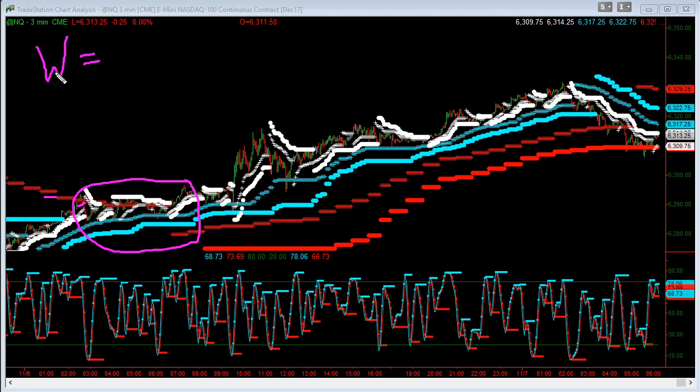Remember, the white is your fastest time frame, so in this case, the white is a 3-minute. The blue is your medium time frame, which equals a 12-minute in this example. And the red is your slowest time frame, which in this case is 45 minutes. So immediately I can identify which time frames are aligning by combining this indicator with my other indicators.